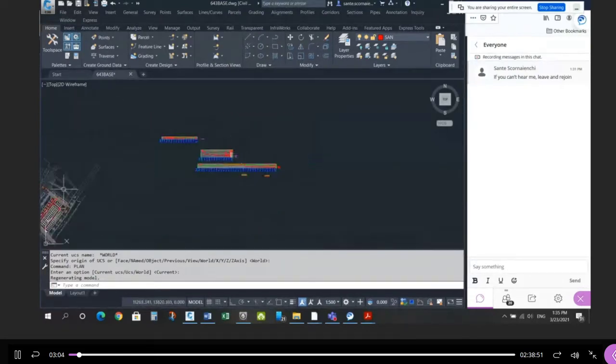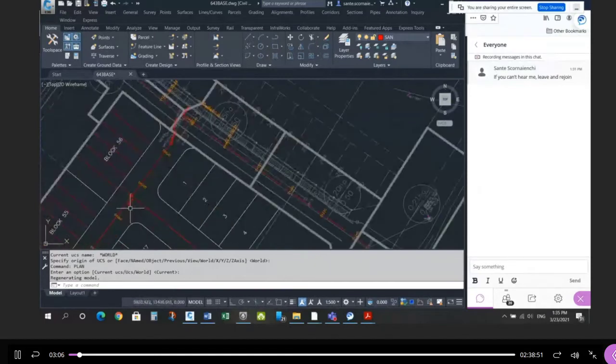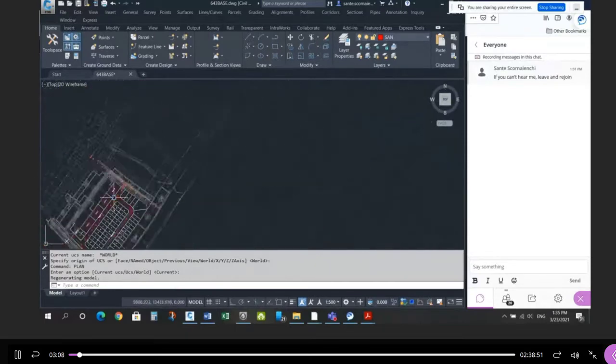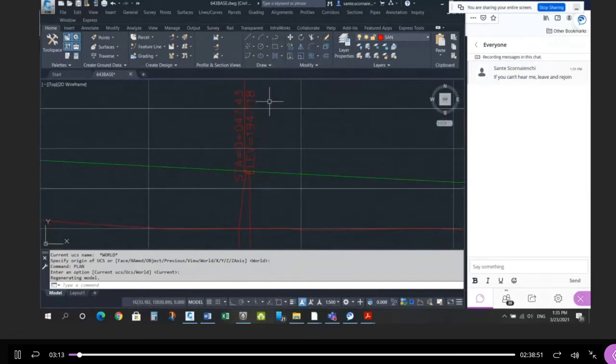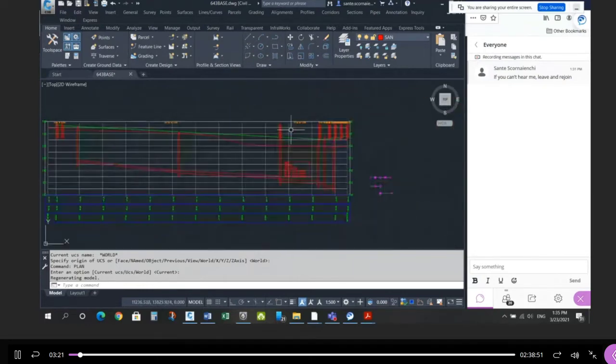So this intersection in plan is this location right here, where Street B ends at Street A. So we designed it on Street A, and the design elevation there is 194.718. So I was looking for that number or something very, very close to it. Okay, so that was another mark.